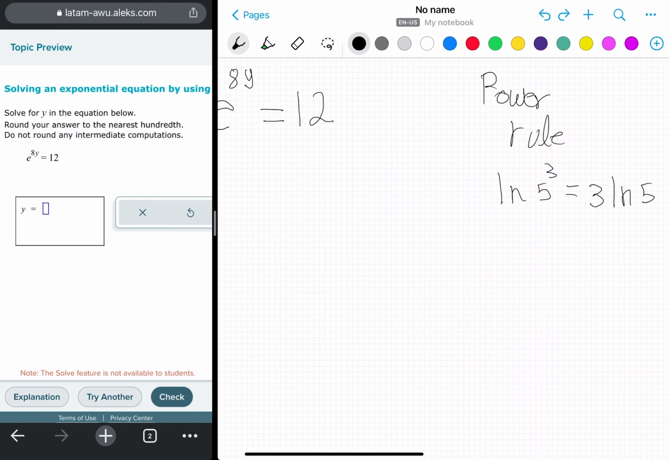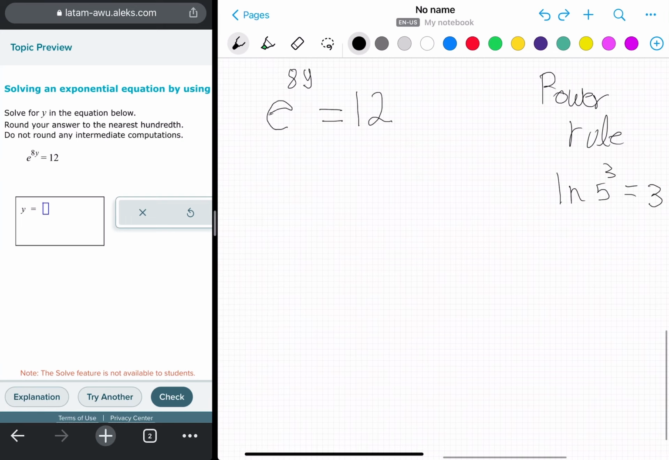Okay, but here I don't have any logarithm, so I cannot apply that rule yet. First thing that I have to do is add a logarithm here so that I can later apply this rule. So first, add a logarithm. In this case, it's going to be a natural logarithm because I have e.